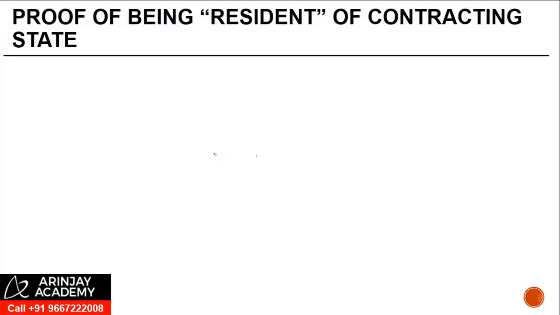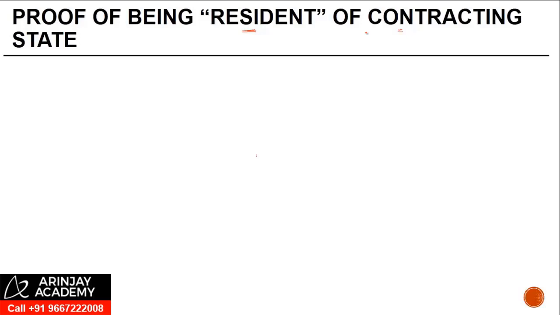Proof of being a resident of a contracting state. Now, like I told you in some of the earlier slides and discussions, in order to claim the benefit of a treaty, a person needs to prove that he is a resident of the contracting state. Right? Now, just by saying that I'm a resident of a contracting state, the other person may not necessarily agree to it.